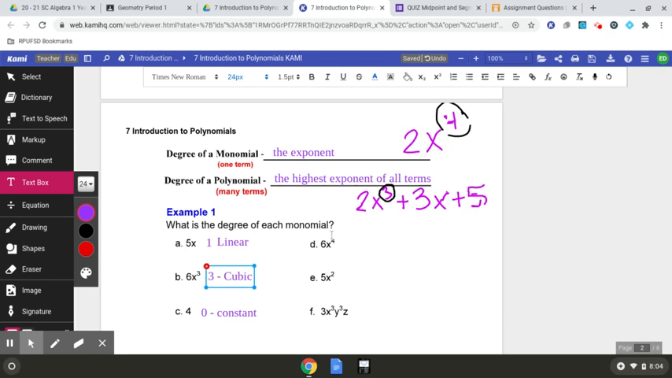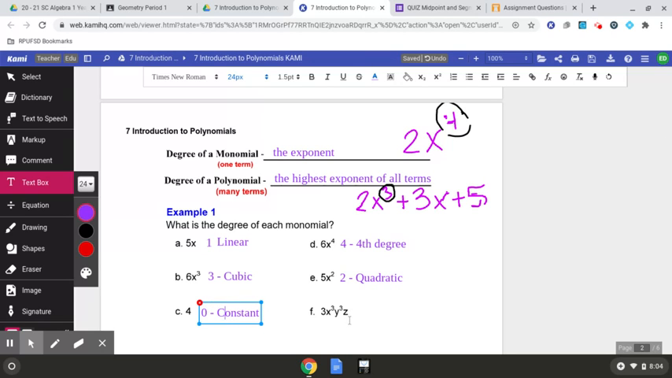Here, our highest exponent is that 4, so this is a 4 degree, and we just say it's the 4th degree. Here, my highest exponent would be a 2, right? And that would be quadratic. So there's kind of one of each from the chart that we just did.